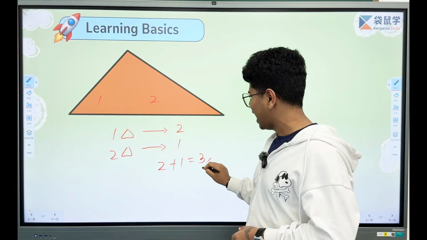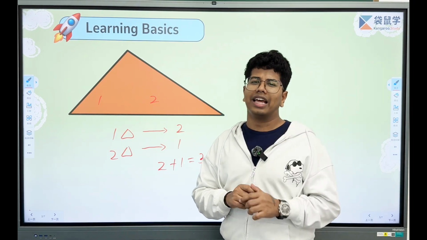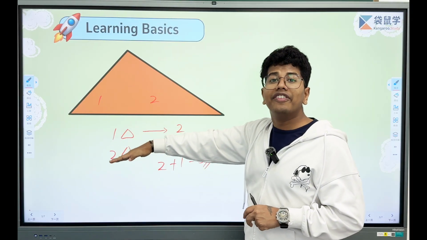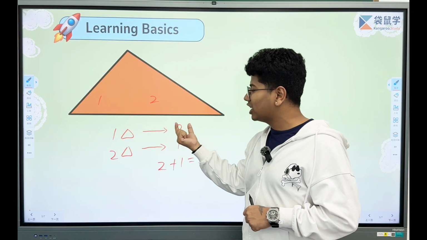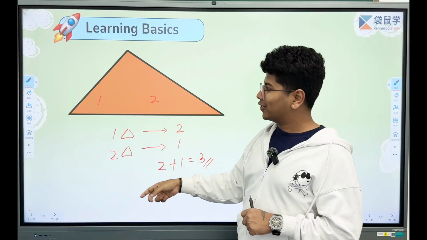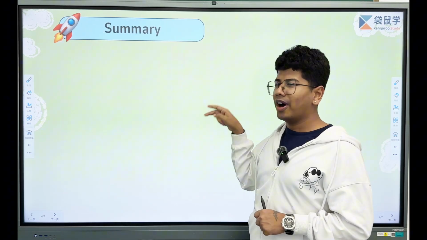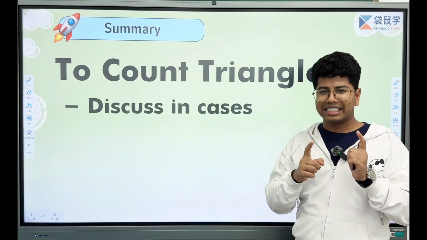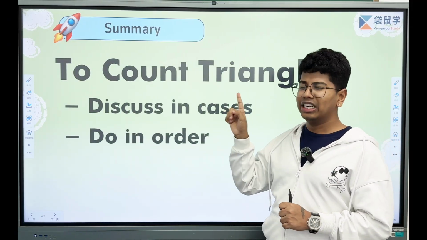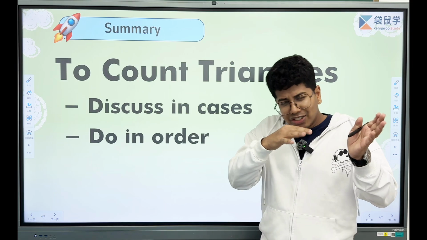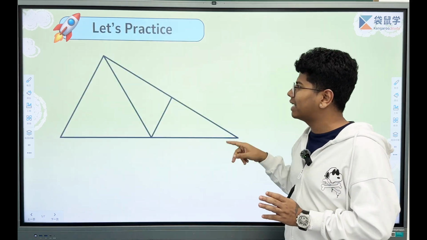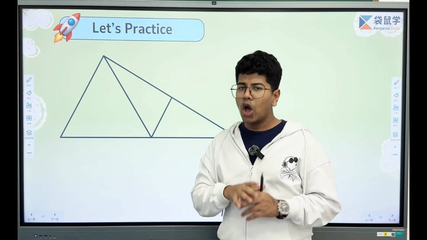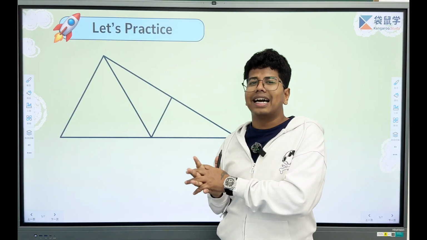So what we can understand, whenever we need to count the number of triangles, I can split it into different cases and then just do in order. So here if I write it down, whenever we need to count the number of triangles, first we can discuss in cases and then do in order. Let's try to understand more using this example. Here I want to count what is the number of triangles. So first we should discuss cases.